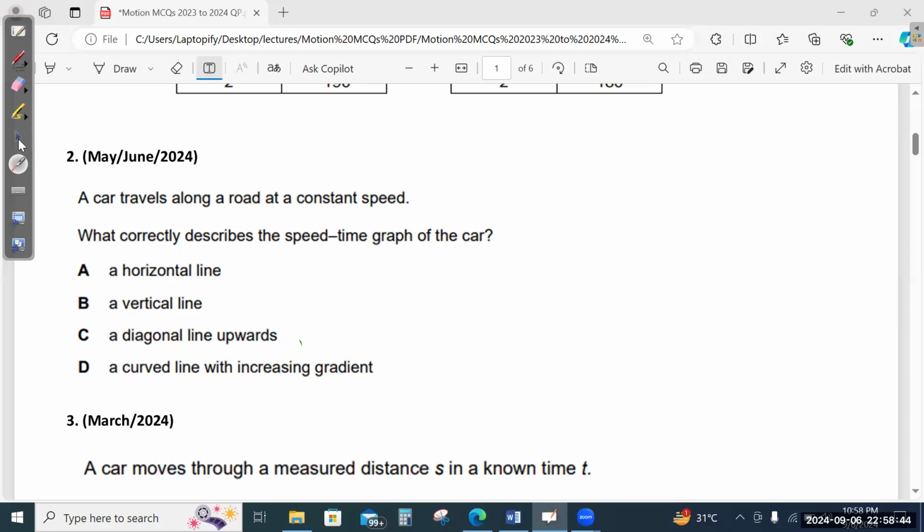Okay, so look, first of all you have to understand those lectures, then you have to understand this video. Okay, so I will write here: in a speed-time graph, when a body is moving with constant speed, then the graph will be just like that. This is the speed and this is the time, so the graph will be horizontal to the time axis. So you have to click on A.